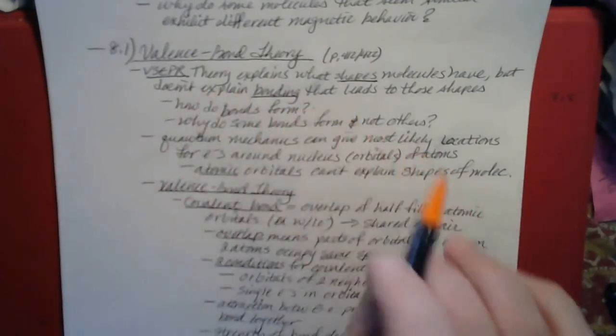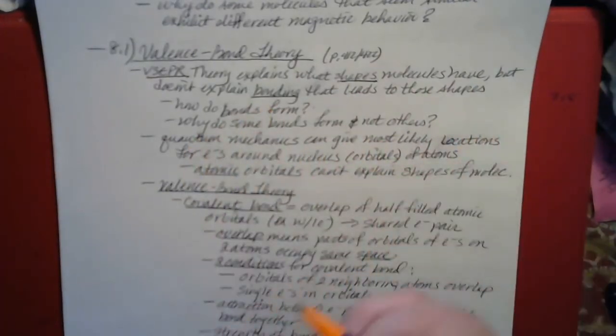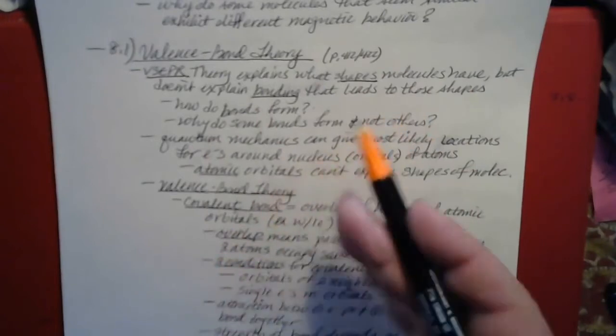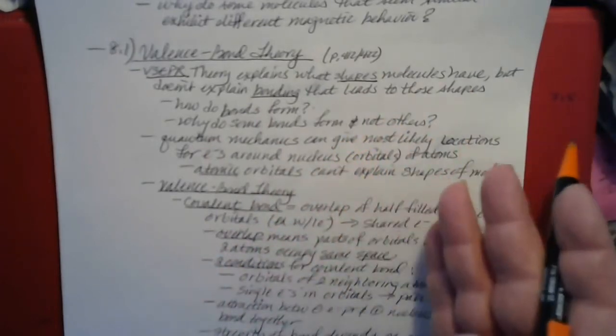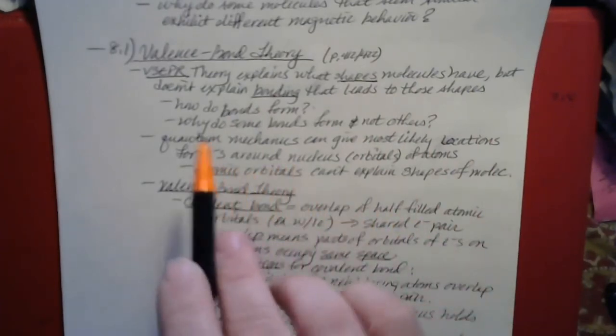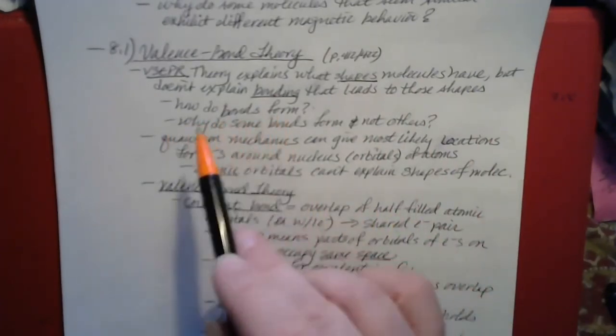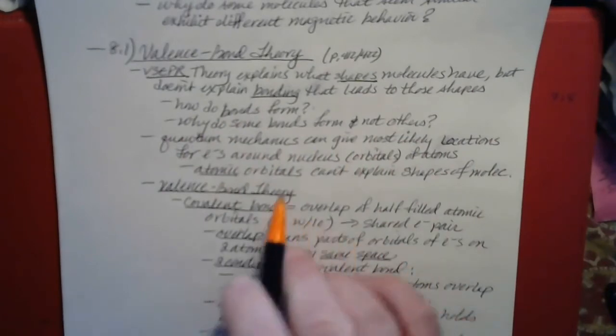VSEPR theory explains the shapes that molecules have, but it doesn't really explain why. In other words, how do the atoms bond together to give us those shapes? And particularly, what I said about the orbitals. There are a lot of molecular geometries that shouldn't be possible given the geometries of the S, P, D, and F orbitals. And so we want to know, how do bonds form? Why do some bonds form and not others?